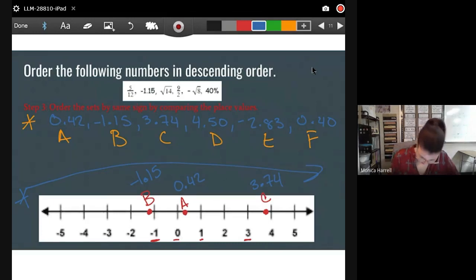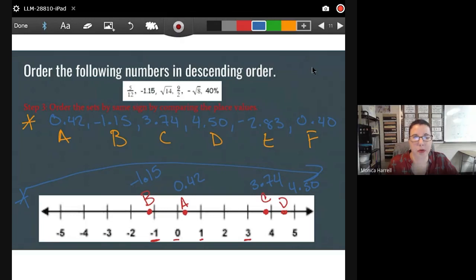4.5. That one's kind of easy. That's just going to go right in between our 4 and our 5. Oh, I'm getting ahead of myself, that is point D, and point D is 4.50.